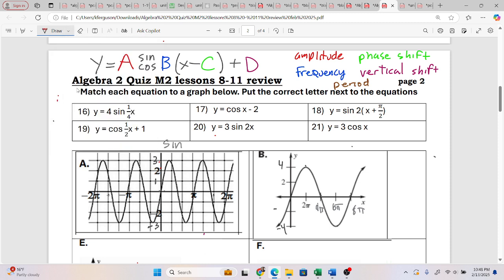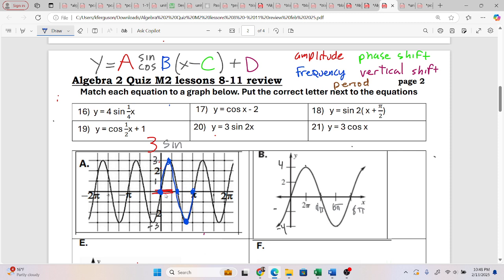And then we need to think about the amplitude. So this is the midline, so I count up until I get to my high point. 1, 2, 3. So from my midline to my high point is 3, so the amplitude is 3. Now let's think about frequency. It's starting here, and I've got from the midline to my high point, from the high point to the low point, and then back to midline. That is one complete cycle of sine.